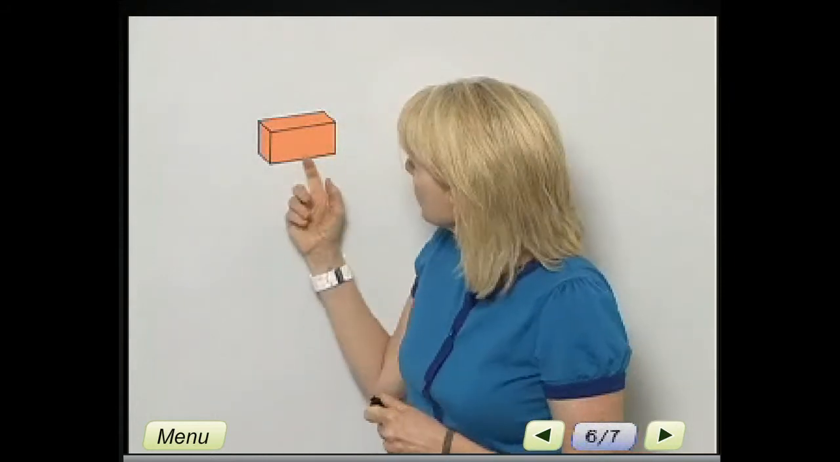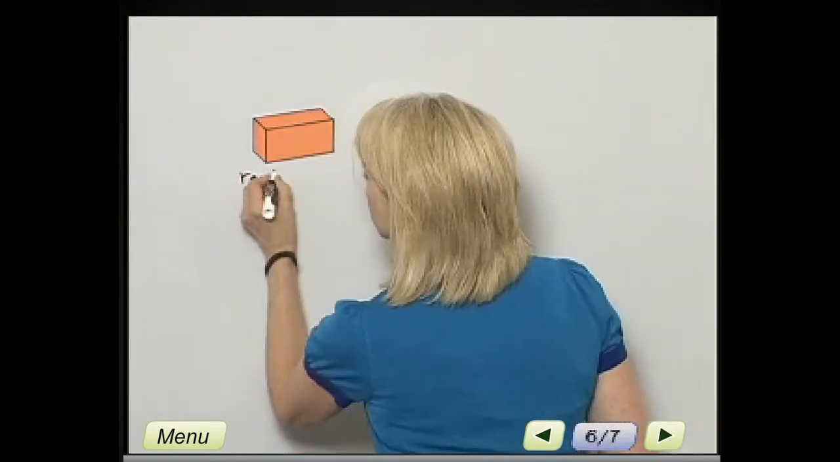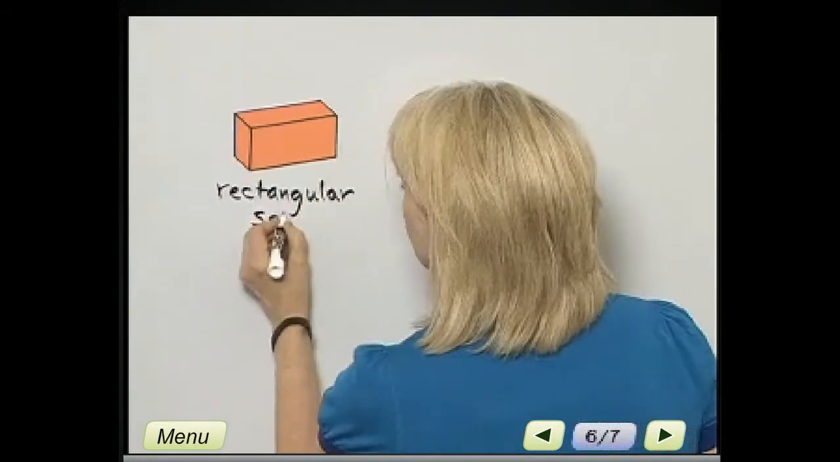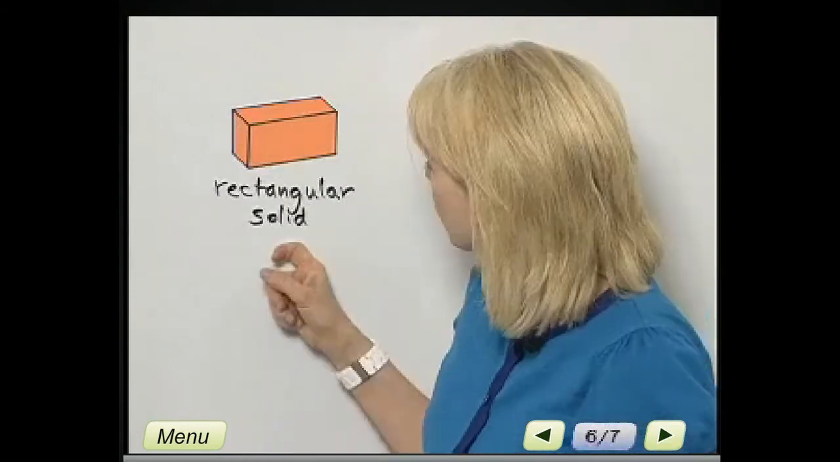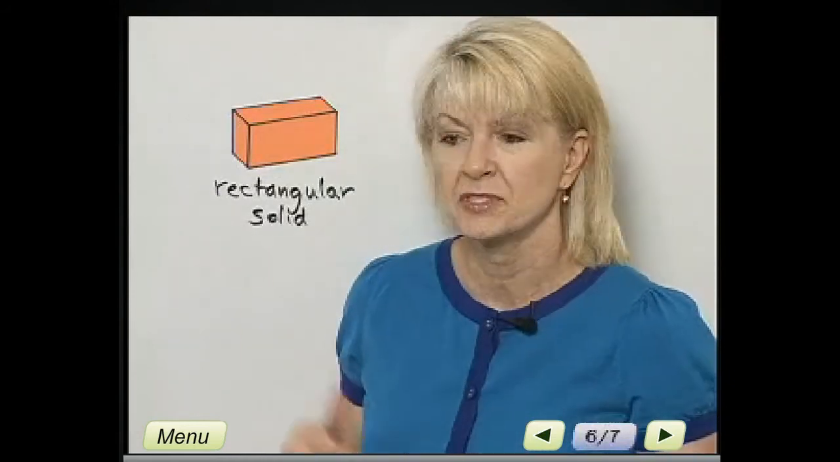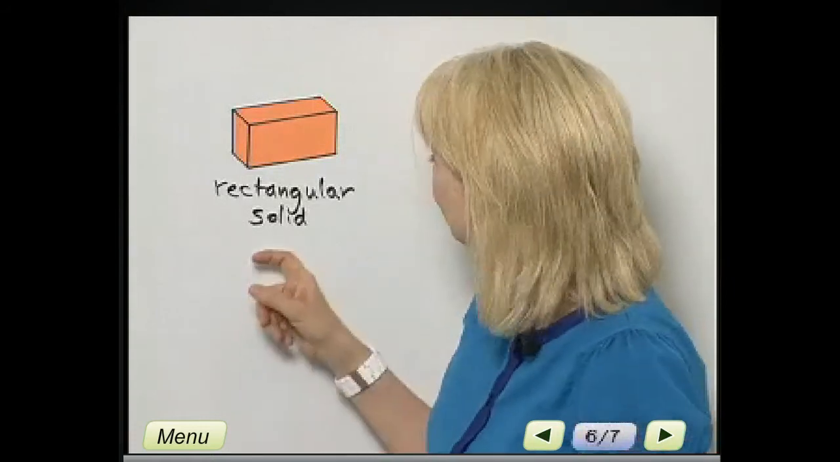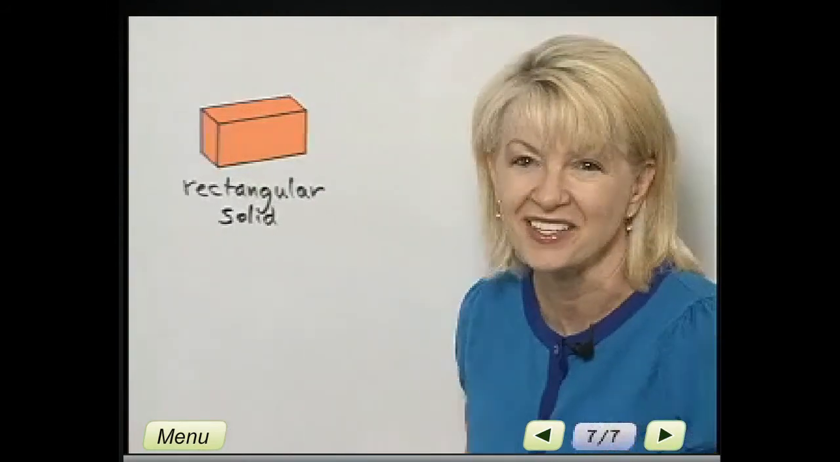Notice it's a drawing, and I'm trying to show the depth in this drawing, but this is an example of a rectangular solid. Other examples, because I mentioned shoe boxes, of rectangular solids might be cereal boxes. Almost anything you purchase in a box is of the shape of a rectangular solid. So let's look at another figure now, and let's identify one more figure.